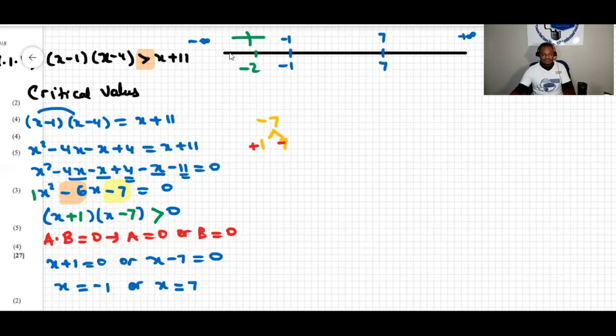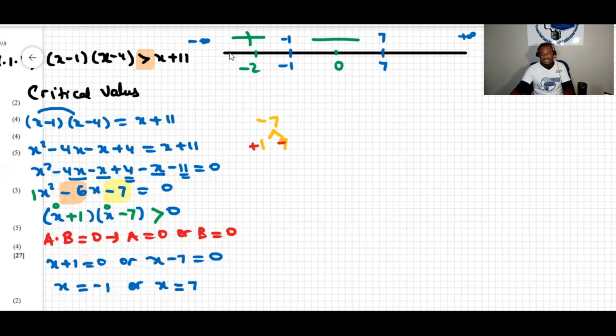Now I'll move on to this other interval. I'm going to select a number like 0, because 0 is in between negative 1 and 7. If I substitute 0 for x, I've got positive 1 times negative 7, which makes negative 7, and negative 7 is negative. That means over this interval, the solution will always be negative, regardless of the value you select within the interval.